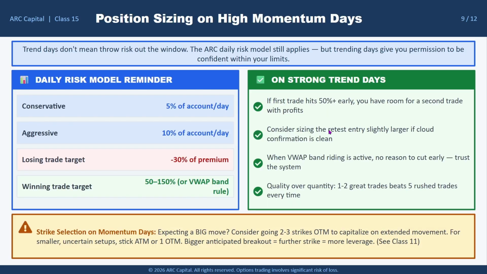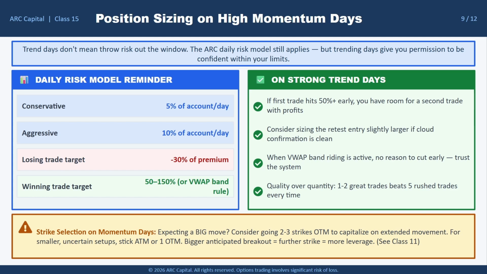So, going over position sizing on high momentum days. Trend days don't mean you throw risk out the window. The ARC daily risk model still applies, but trendy days give you permission to be confident with your limits. So on a conservative day, guys, where let's say there's not really any big news, right?